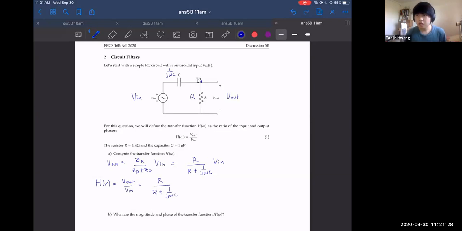And a helpful trick is to just multiply the numerator and denominator by j omega C, just because working with fractions is oftentimes really annoying. This gives us the transfer function j omega RC all over j omega RC plus 1. So, any questions about the first part?